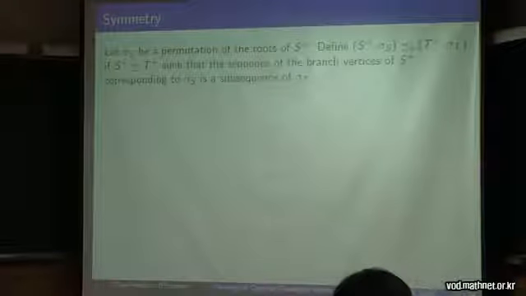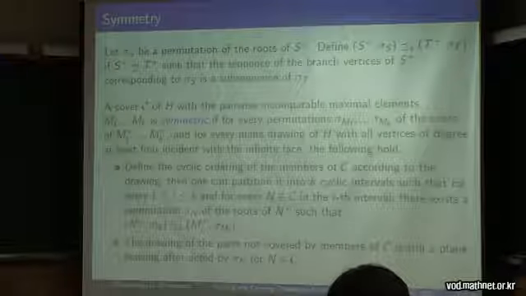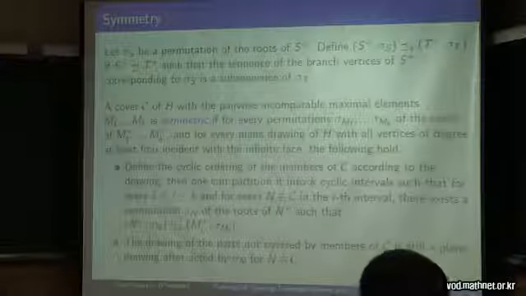Now if I have two rooted graphs, each of them has an ordering for the roots. I can compare them in this way. If I say S plus with the ordering sigma S is less or equal to T plus with the ordering sigma T, that means T plus contains S plus as a rooted topological minor, and the ordering of the roots should be preserved. So the roots of S plus form a subsequence of the roots of T plus. Okay, so now I can define what I mean by a symmetric cover.